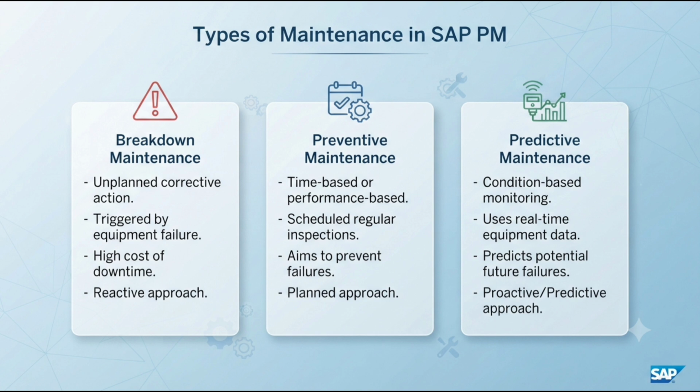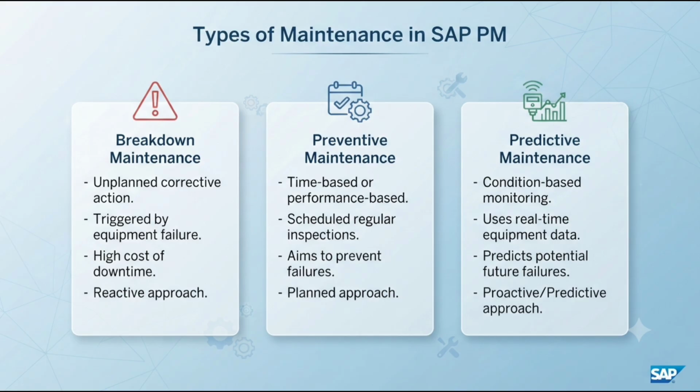The third type is predictive or condition-based maintenance, which uses measuring points and sensor data to decide when maintenance is actually needed. SAP PM supports all three approaches. Many organizations start with a strong preventive maintenance program and gradually move toward condition-based strategies as they collect more data. Understanding the difference between these types helps planners choose the right process for each asset.